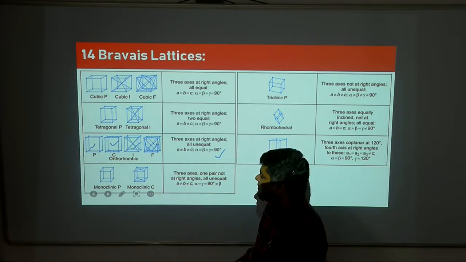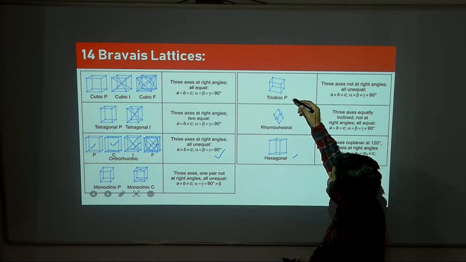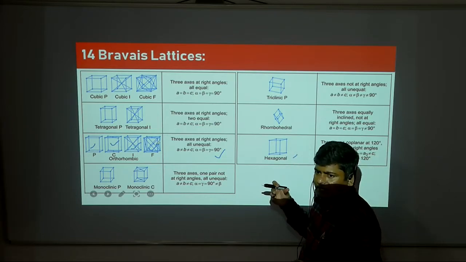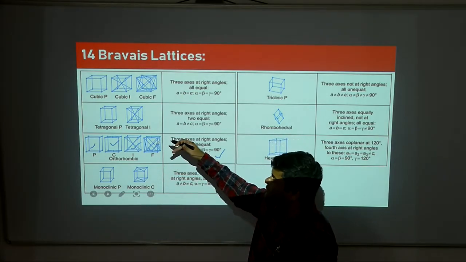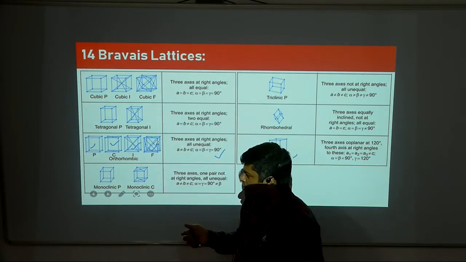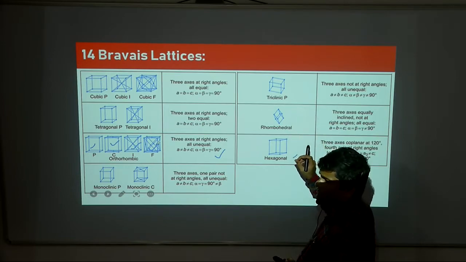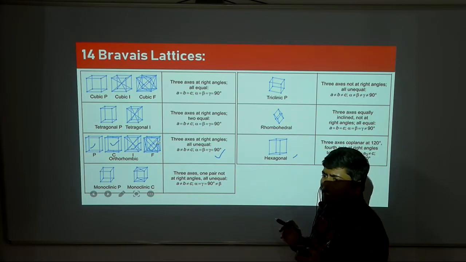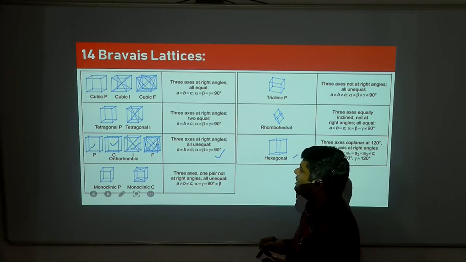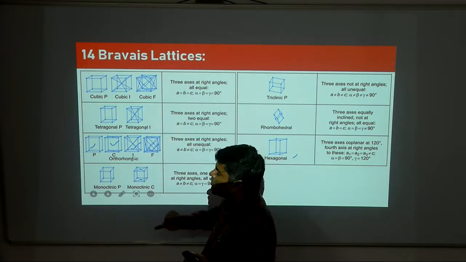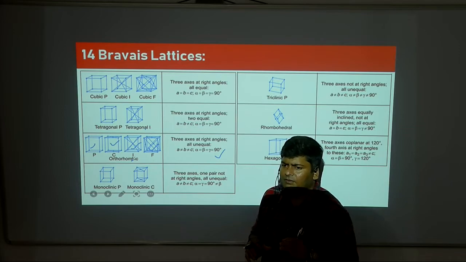Then the monoclinic has the primitive and the base-centered, and for the triclinic only a single lattice system has been specified at this side, whereas at the left side the crystal structure systems have more than one lattice. So triclinic, rhombohedral and hexagonal are the crystal structures which have only the primitive type of Bravais lattice. And cubic, tetragonal, orthorhombic and monoclinic are the crystal structure systems which have both primitive and non-primitive lattices.